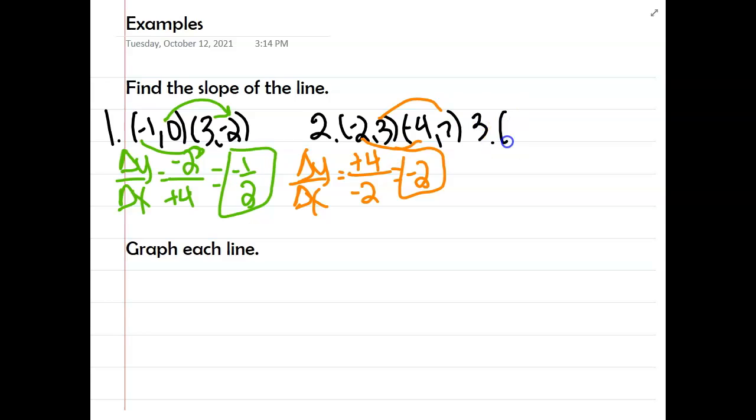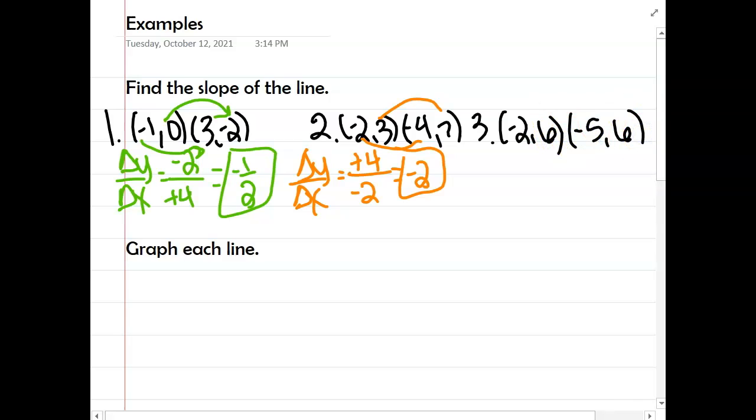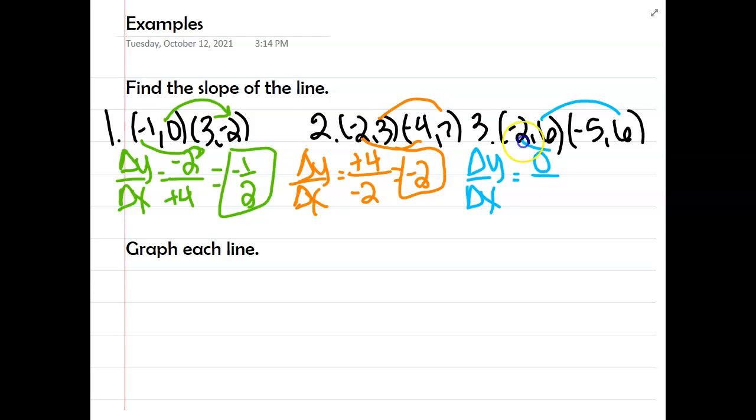And last one of these, number 3 says negative 2, comma 6, negative 5, comma 6. So change in y over change in x. Now my change in y from 6 to 6, 0, no change there. Change in x, negative 2 to a negative 5, negative 3. What's 0 divided by anything? 0. What does a 0 slope line look like? 0, yeah. 0, think about the z's. Yep. Very good. Okay, questions on finding slope.